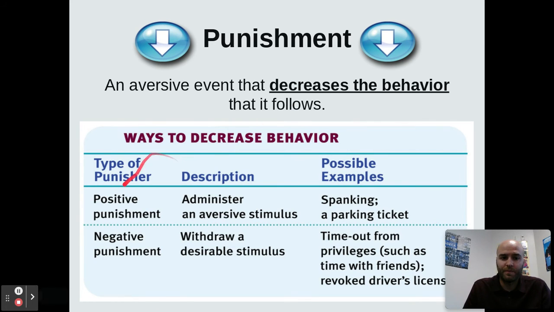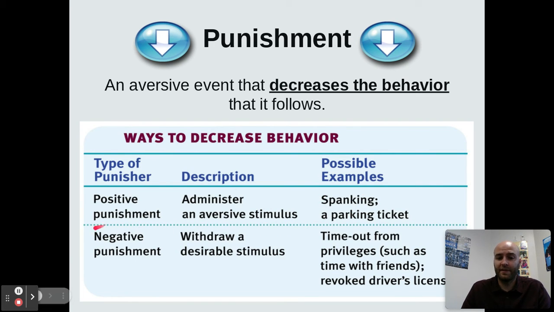Okay? So positive punishment, you're adding. Remember, punishment means addition, positive means addition. You're adding an aversive stimulus or a negative stimulus, something people don't like. For example, you want to stop your child from misbehaving, so you add this punishment, you spank them. You want to stop people from parking in a spot they're not supposed to, give them a parking ticket. Hopefully, those additions of punishments will end that behavior.